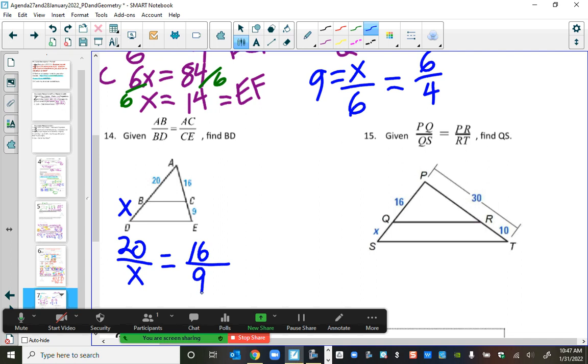But again, I like this. You knew that AB was 20. BD we didn't know. That's an X. AC we knew was 16. And she's getting it all from the diagram. CE, 9. There's your proportion. Do your setup.